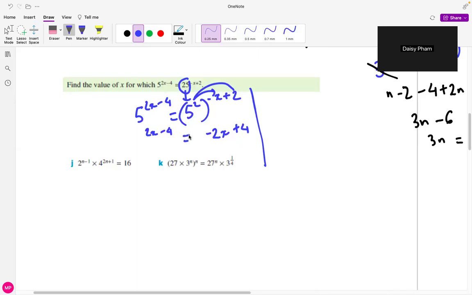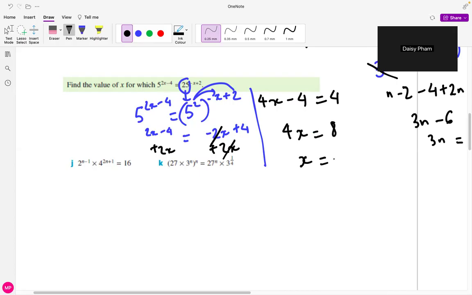So what we do is we're going to move the 2x to this side and move the 4 over. We plus 2x here, plus 2x here. So we have 4x minus 4 equal 4. Then we move the 4 over by adding 4. 4x equal 8. Then we divide it by 4, x equal 2.